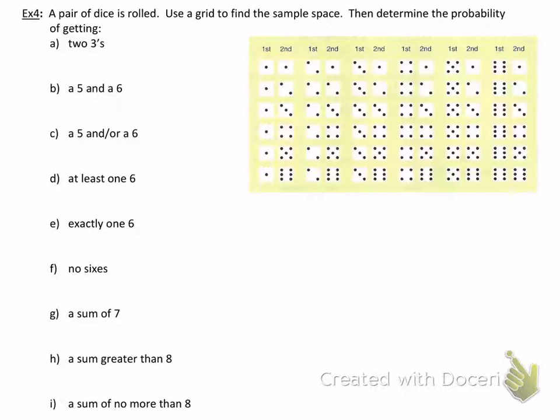So if you roll 2 threes, that can only happen one time. So we have a 1 out of 36 probability. If you roll a 5 and a 6, that's going to be right here and right here, a 5 and a 6. So that is 2 out of 36, which simplifies to 1 out of 18.